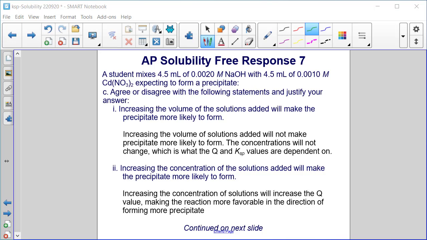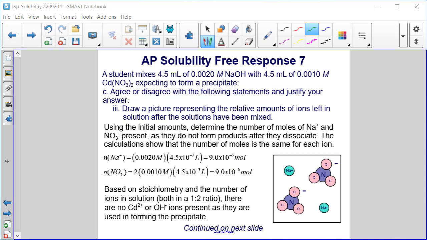2. Increasing the concentration of the solutions added will make the precipitate more likely to form. Increasing the concentration of solutions will increase the Q value, making the reaction more favorable in the direction of forming more precipitate. 3. Draw a picture representing the relative amounts of ions left in solution after the solutions have been mixed. Using the initial amounts, determine the number of moles of sodium and nitrate present, as they do not form products after they dissociate. The calculations show that the number of moles is the same for each ion.